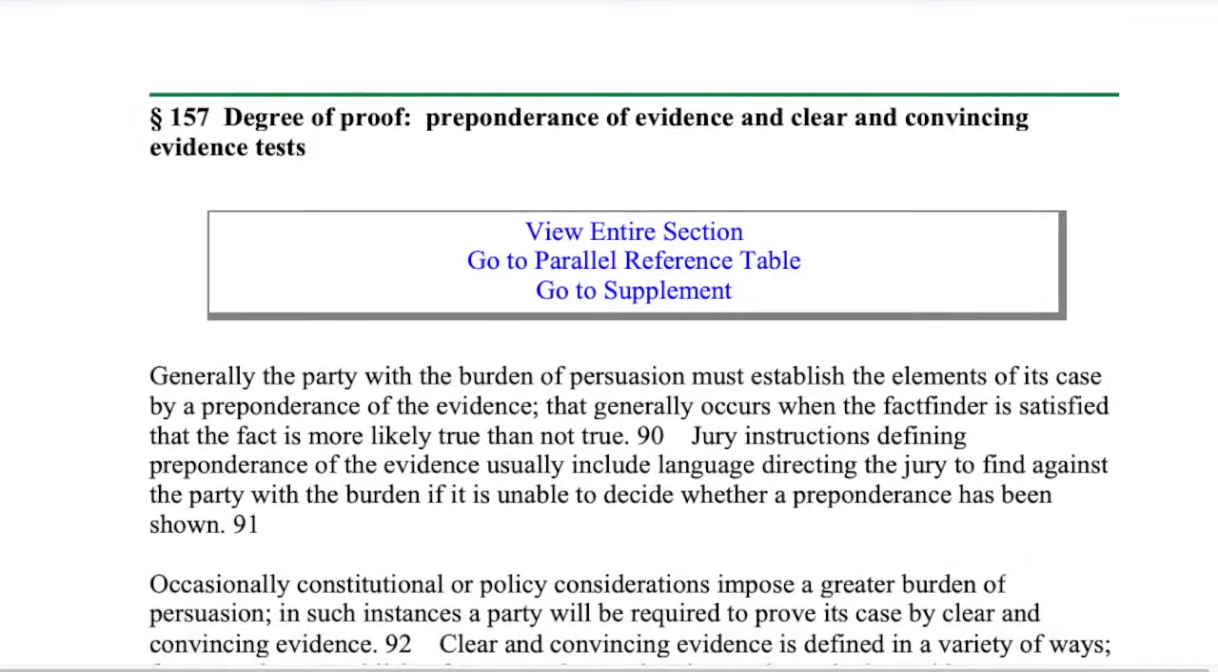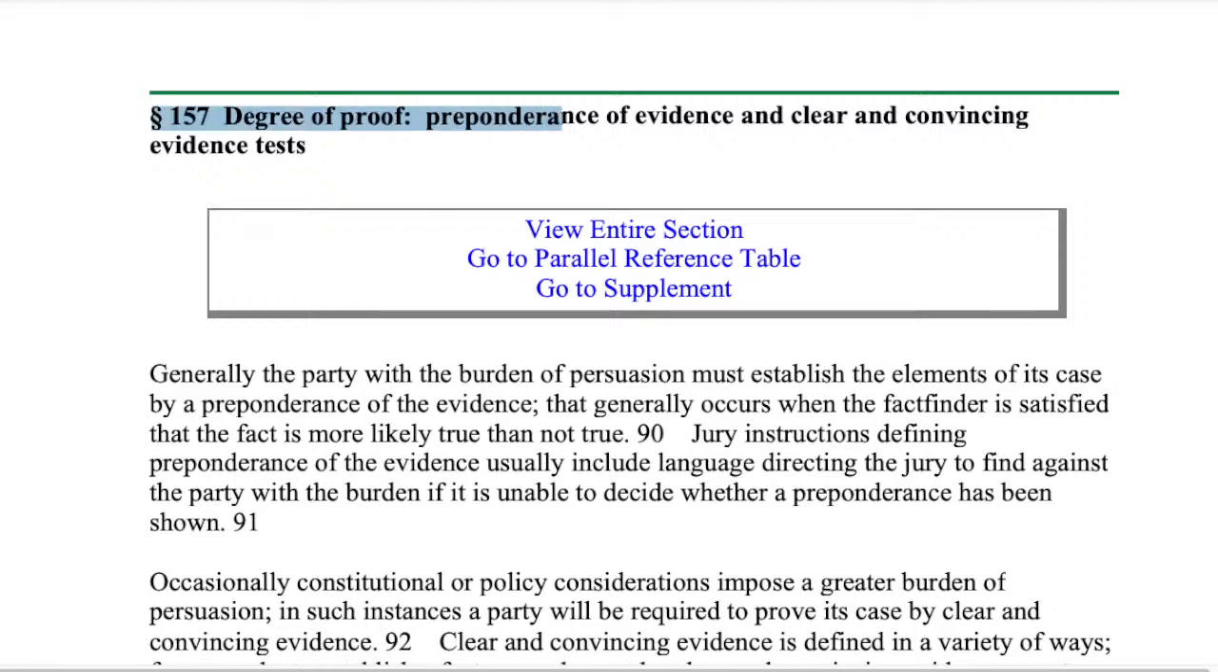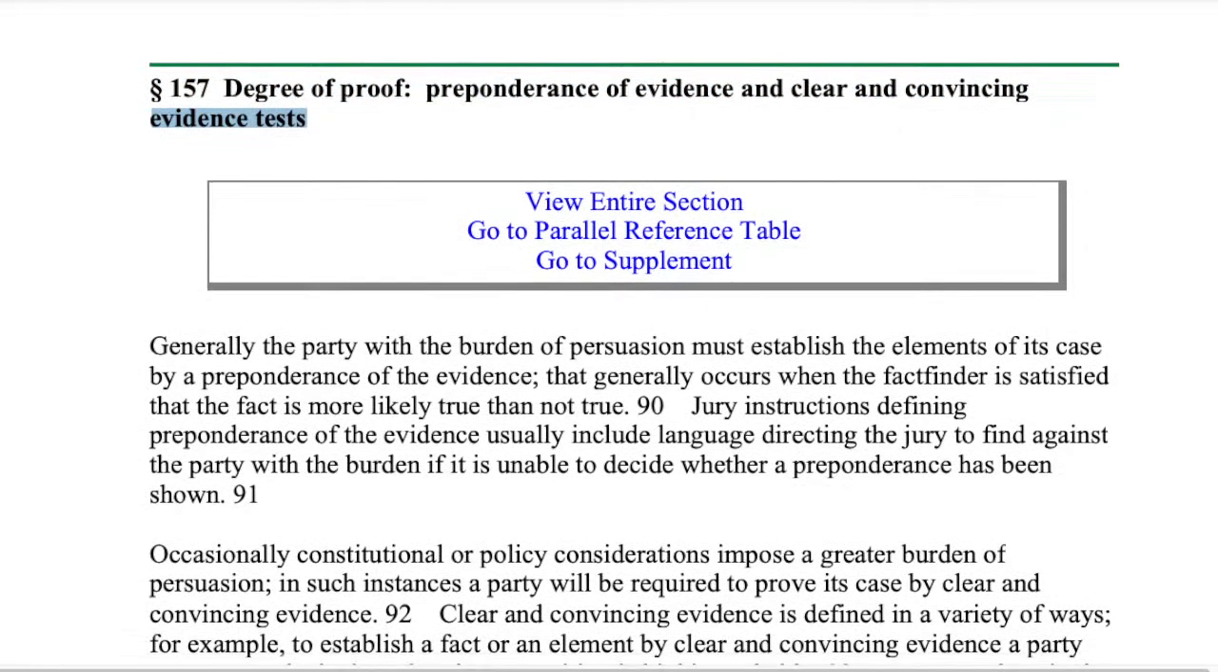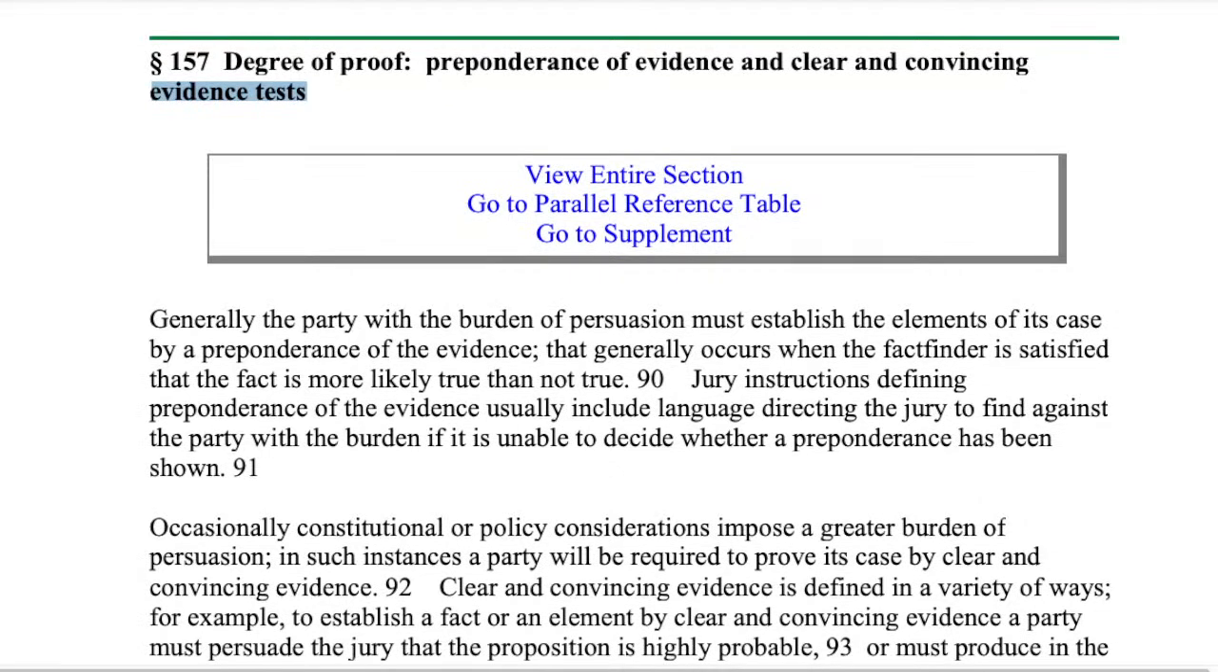All right, we're on to section 157. This was the one we referred to earlier. Degree of proof. Preponderance of evidence and clear and convincing evidence tests. Now, I've heard that one a lot. Preponderance of evidence and clear and convincing evidence tests.